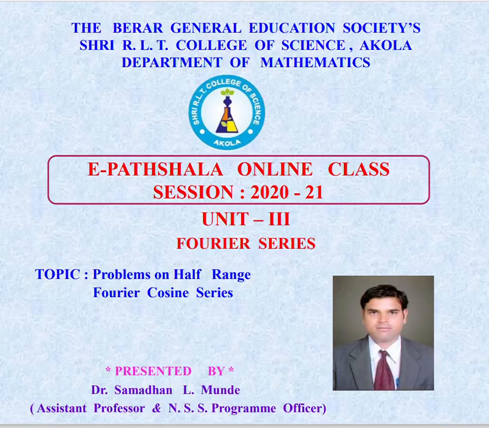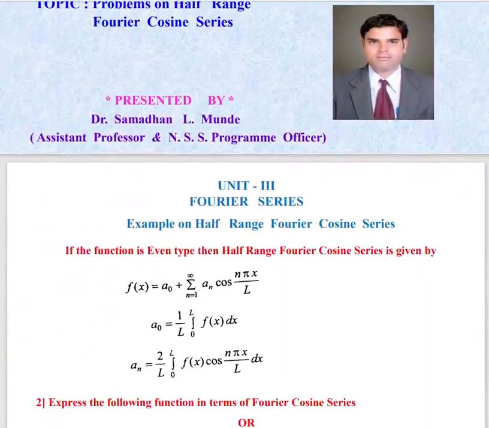Dear student, in the previous lecture we have seen the half-range Fourier cosine series theoretical part. Also we have seen the formulas on half-range Fourier cosine series, and then we have seen one problem on the half-range Fourier cosine series formula. So in this lecture we will see another problem on a half-range Fourier cosine series. So let us turn to the second problem of this topic.